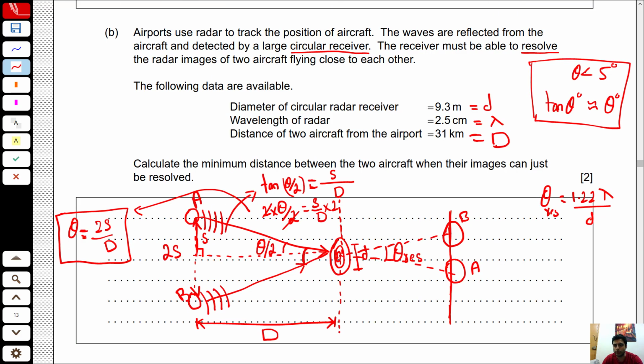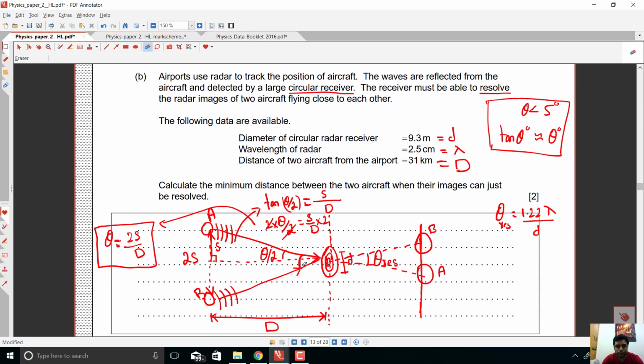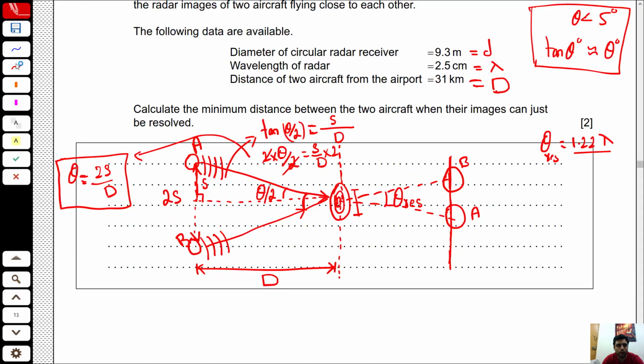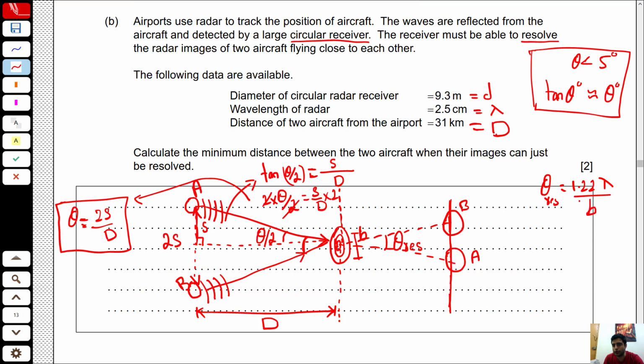Let me change this to b. So this is b, this is also b. B is the diameter of the aperture. So this is the angle of resolution, and it is constant. It depends on the property of the camera, so a fixed camera will have a fixed angle of resolution. Angle of resolution is the minimum angle that is required for the two images to be seen just separate.